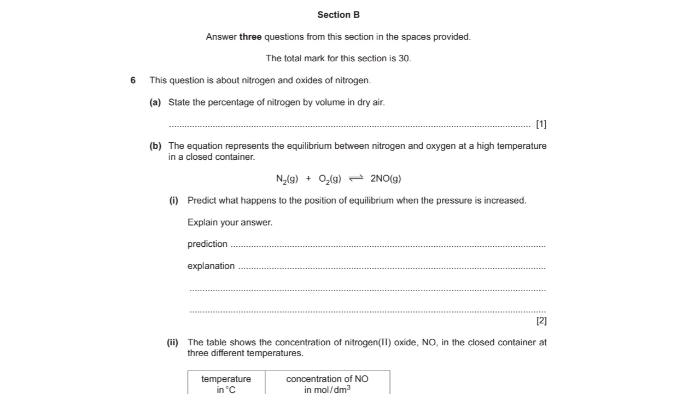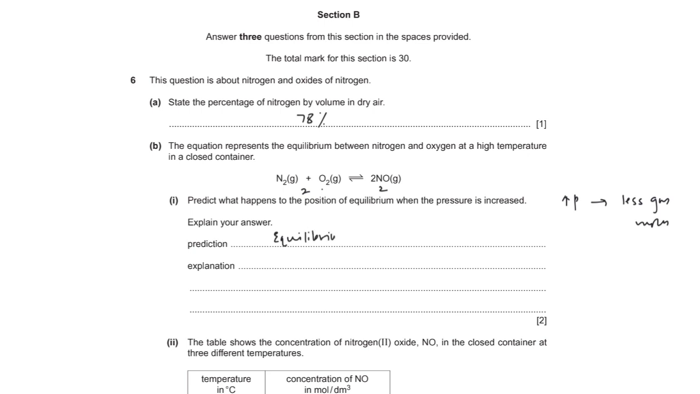State the percentage of nitrogen in dry air. Nitrogen is around 78%. So nitrogen is reacting with oxygen to form nitrogen monoxide. Predict what happens to the position of equilibrium when pressure is increased. When pressure is increased, equilibrium moves to the side with fewer gas moles. Now we have to deduce the gas moles on both sides. There are two gas moles here and 1 plus 1, two gas moles here. So there are equal gas moles on both sides. The prediction would be that equilibrium will not go anywhere.